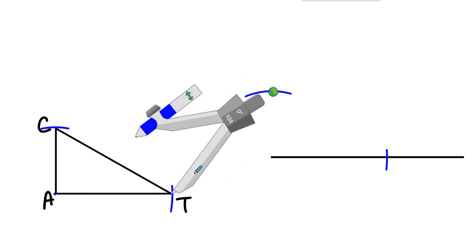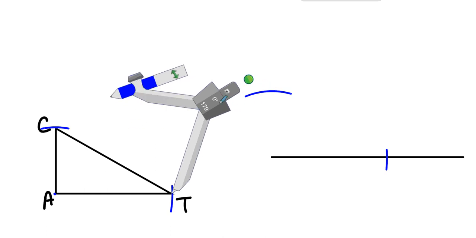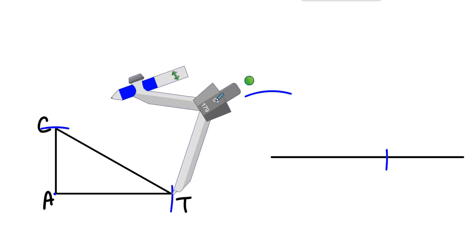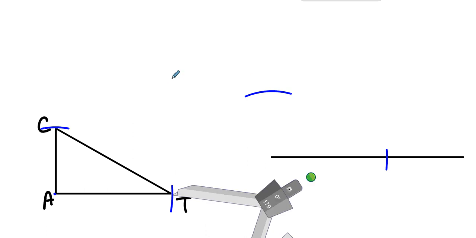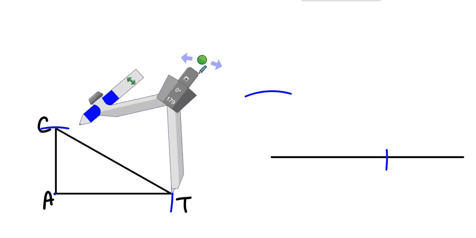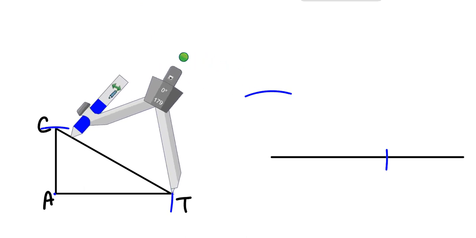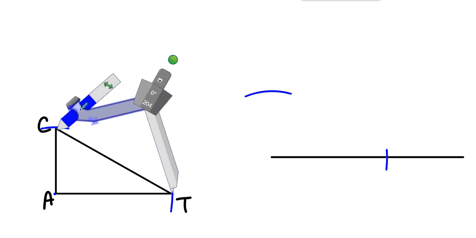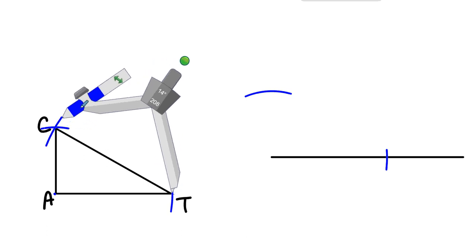Where? Well, let's measure how far it is from T to C. How far is it from T to C? It's this far from T to C. Compass point on T, pencil point on C, and we measure. The length of TC is this long.